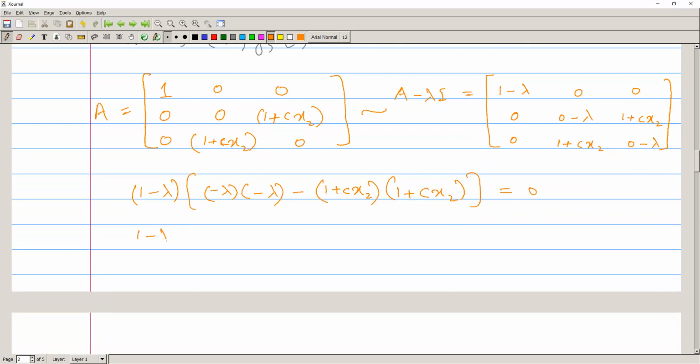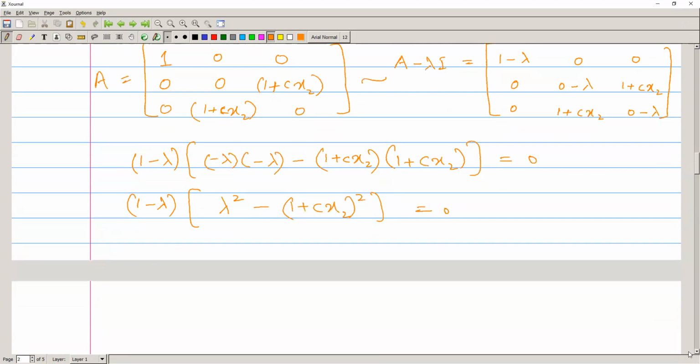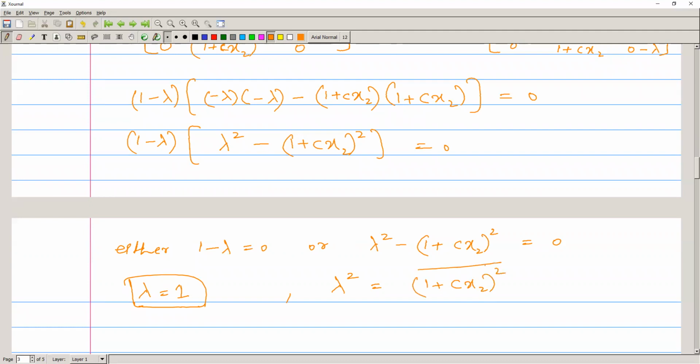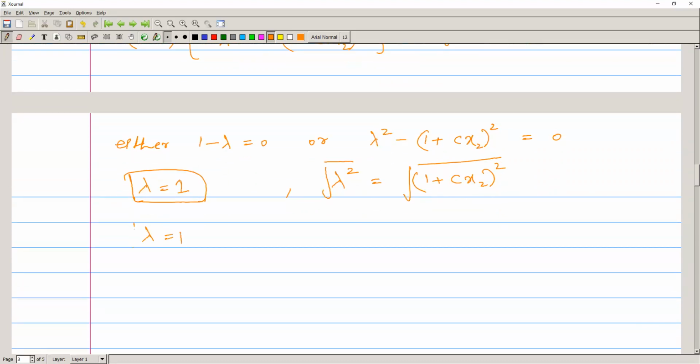So I can write it as: lambda squared minus 1 plus cx2 whole squared is equal to 0. So I can say that either 1 minus lambda is equal to 0, or lambda squared minus 1 plus cx2 whole squared is equal to 0. So from here I can get lambda is equal to 1. So one eigenvalue is distinct and a real number, but the other eigenvalues depend on the variable x2, right? So we will get two eigenvalues from this part.